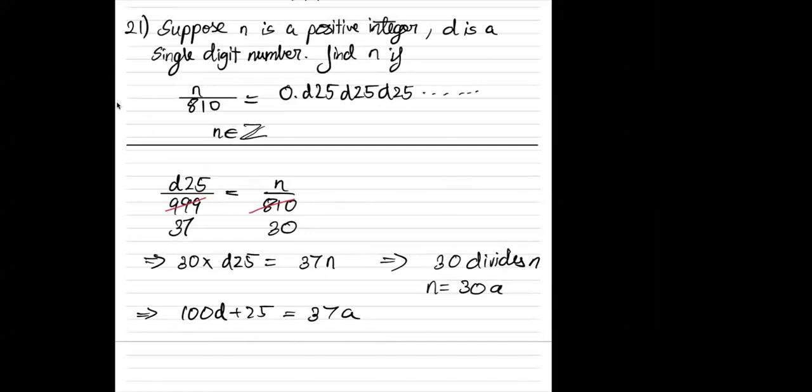Abhyuday correct, Adya correct. So how did you get d25 by 999?